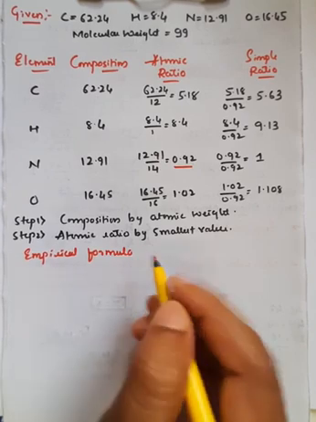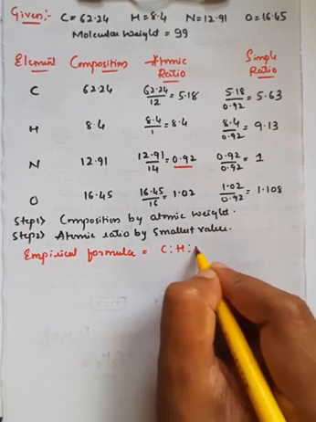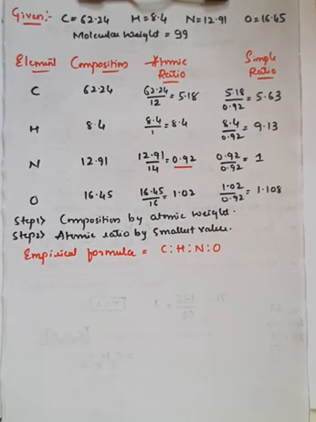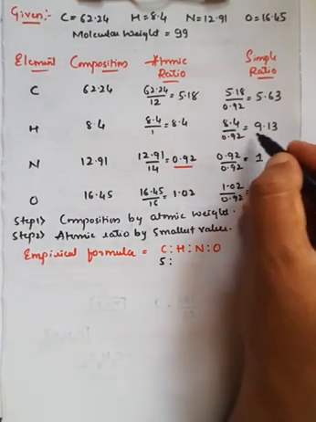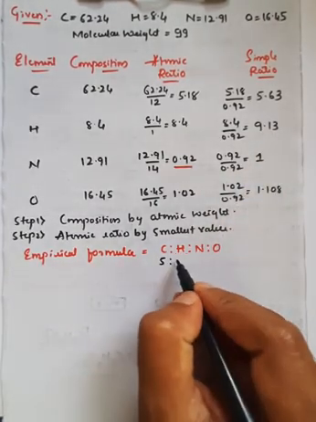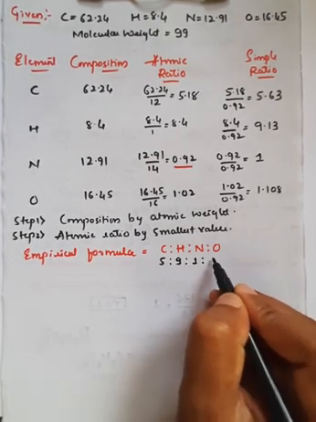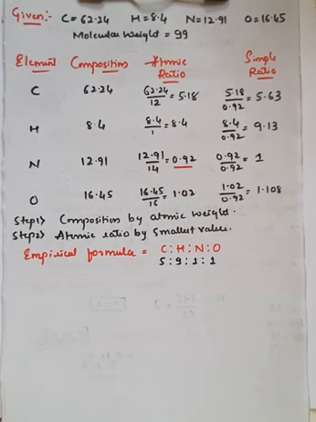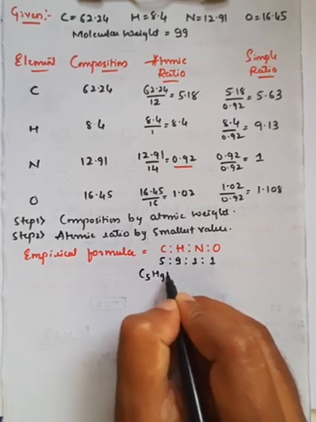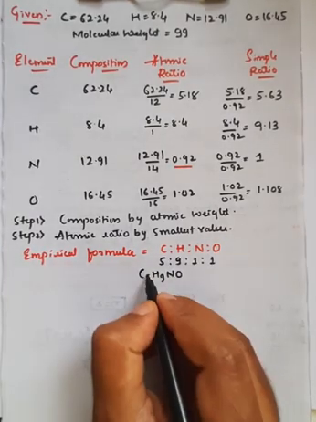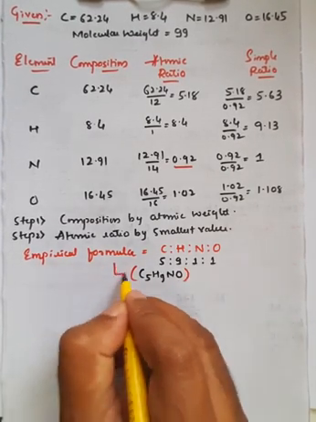Empirical formula, right? So the empirical formula is carbon to hydrogen to nitrogen to oxygen. These are in the ratio of 5.69, roundabout I can take it as 5. Hydrogen is 9.13, roundabout I can take it as 9. Similarly nitrogen is 1, oxygen is also 1, the nearest value is 1. So this becomes the ratio C5 H9 N and O. So this is the empirical formula we got.